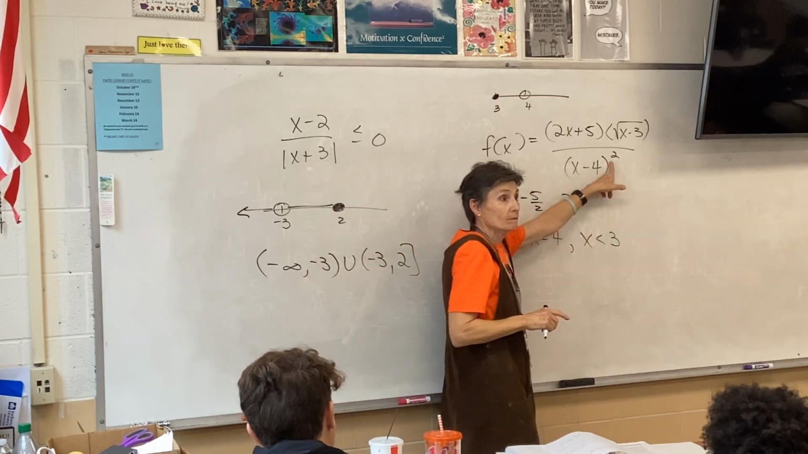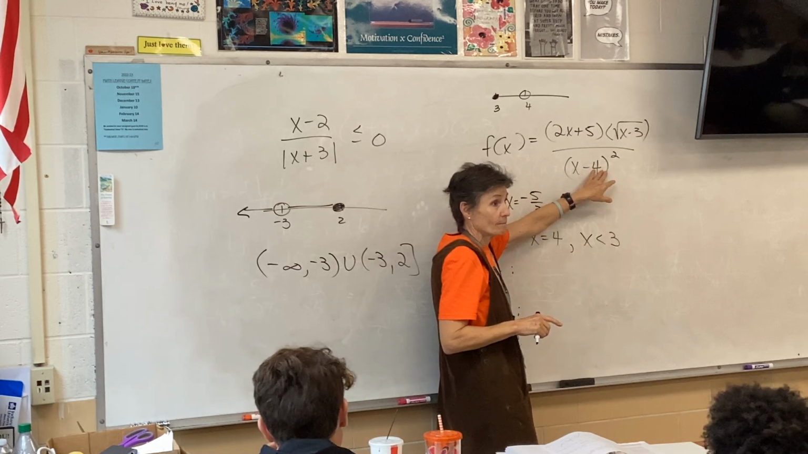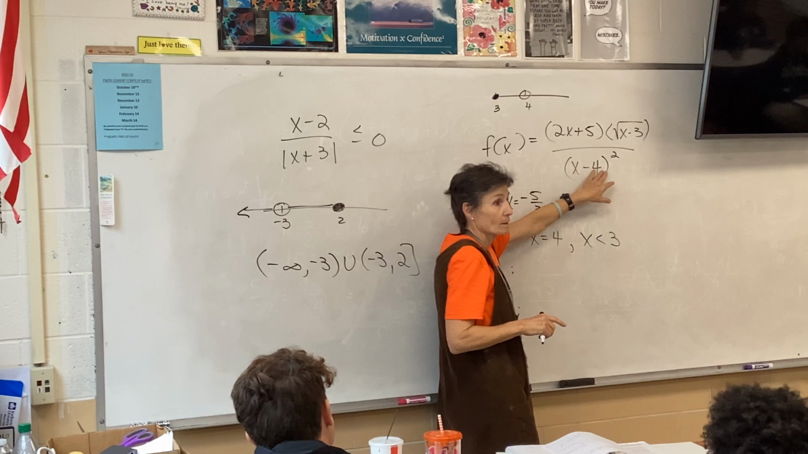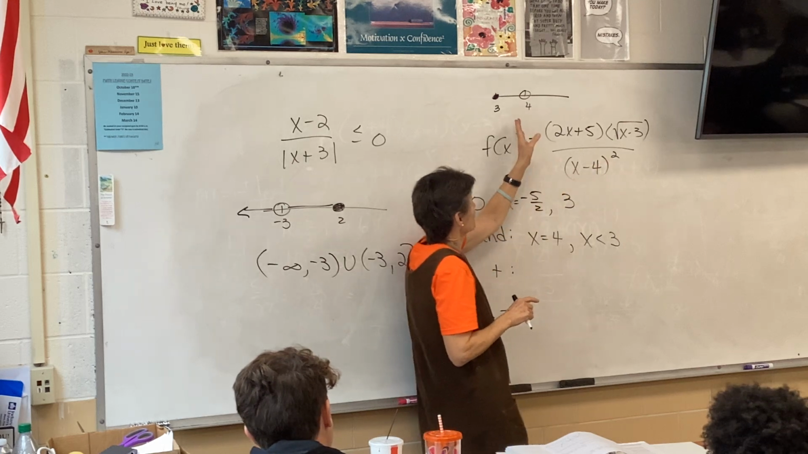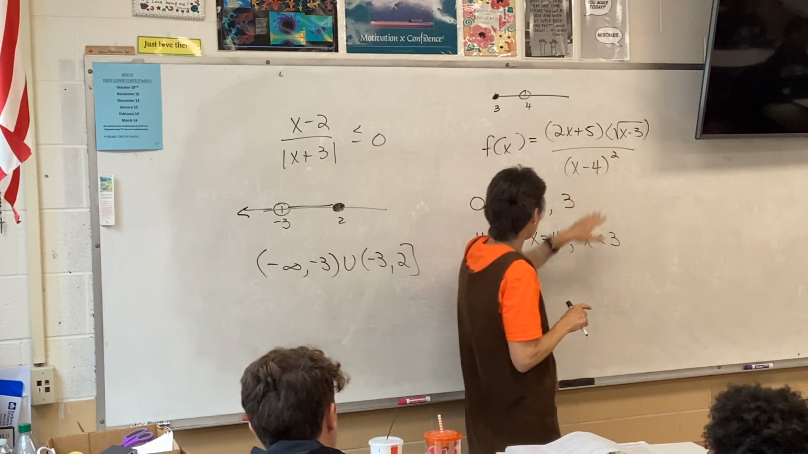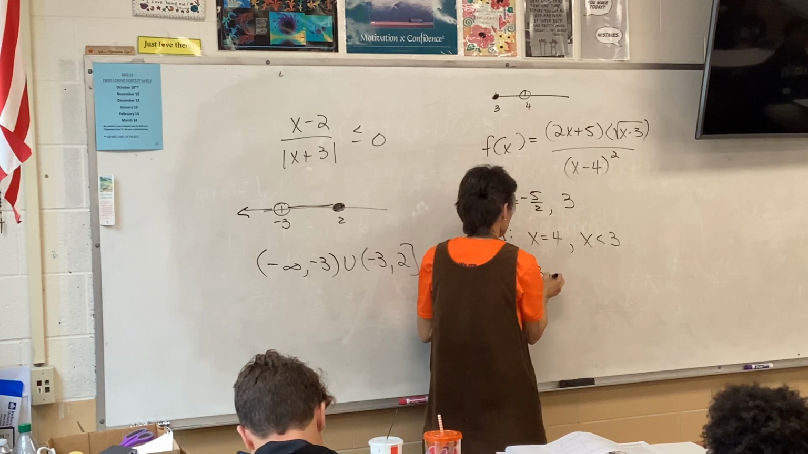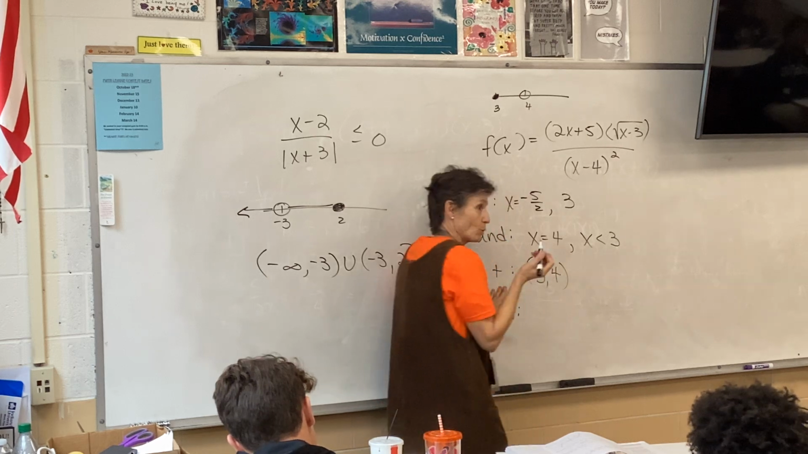Oh, but then it's squared. So it's going to be positive on the bottom always, right? So I'm just saying, what happens if we put in 3.5? So if we put in 3.5, won't we be positive? So anything between 3 and 4 is going to be positive.